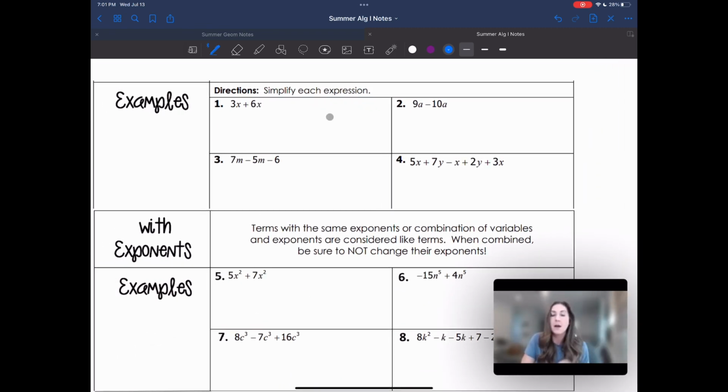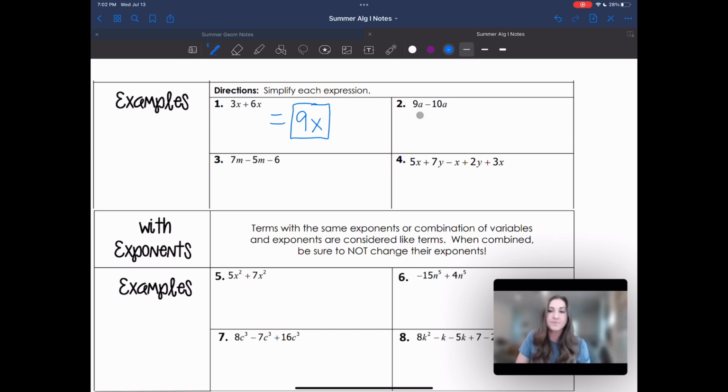If you'd like, go ahead and pause this and try these top 4, but we're going to go ahead and do them together if you want some help. Okay, so number 1, very simple. We have a 3x plus a 6x, which can combine to give me 9x. That's simple. You just got to remember the fact that they both have an x on them, it means they're like terms. It means we can combine them, but it doesn't mean we change that part of them. You're basically just adding the coefficients together.